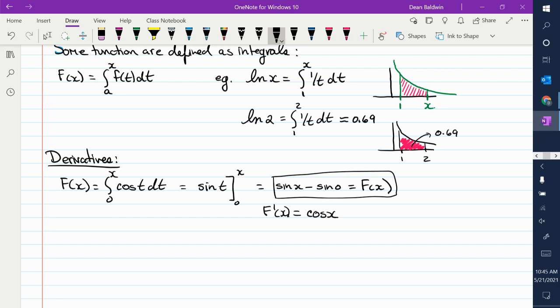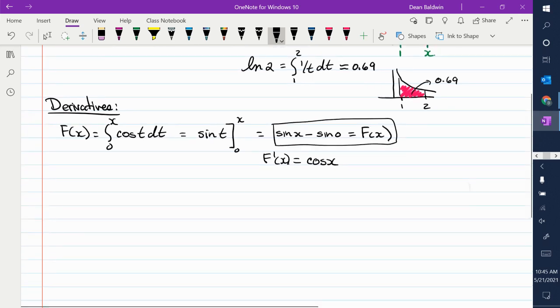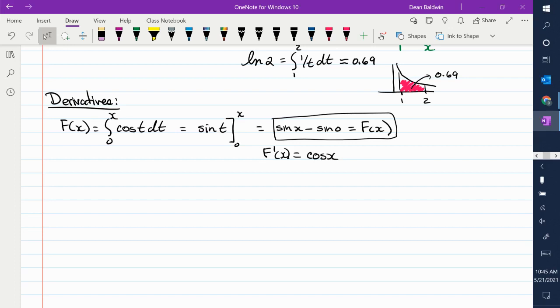That's it. So if I gave you the question, call that one. If I said f of x is equal to, you know what? We'll do the natural log.